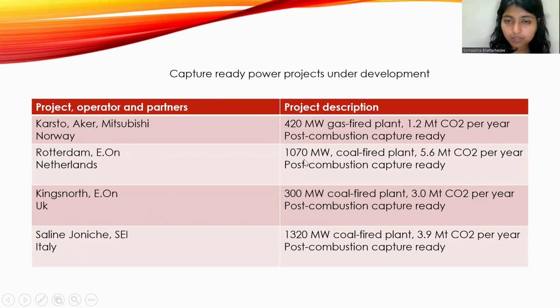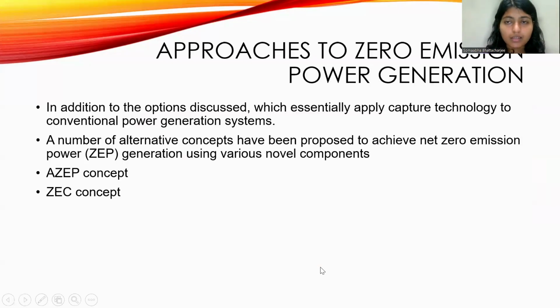So these are the project descriptions, which tell us whether the plant is gas fired or coal fired. Then it tells us what the megawatt capacity is. Then it also tells us how much carbon dioxide in metric tons is generated per year. And as you can see, all these plants are post-combustion capture ready power plants.